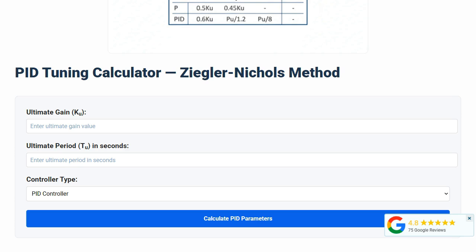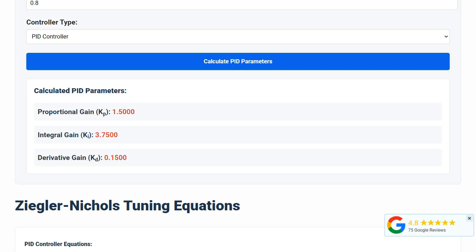For a full PID controller, the proportional gain Kp equals 0.6 times the ultimate gain. The integral gain Ki equals 1.2 times the ultimate gain divided by the ultimate period, and the derivative gain Kd equals 0.075 times the ultimate gain times the ultimate period. You can also select PI or P-only controllers for simpler control strategies.